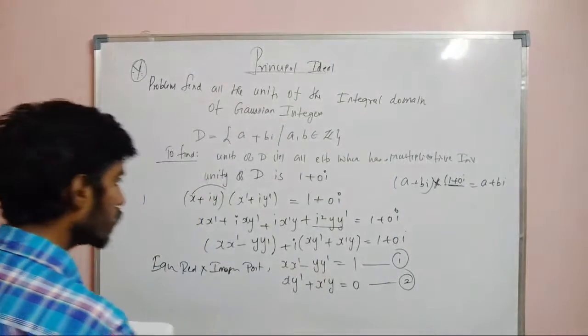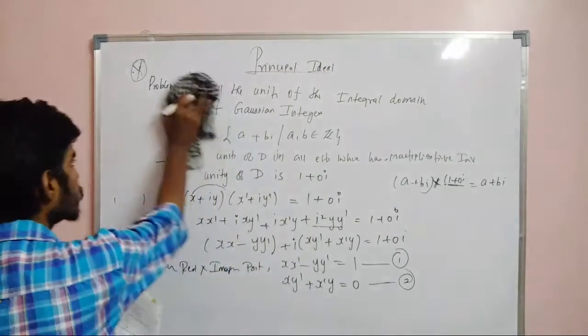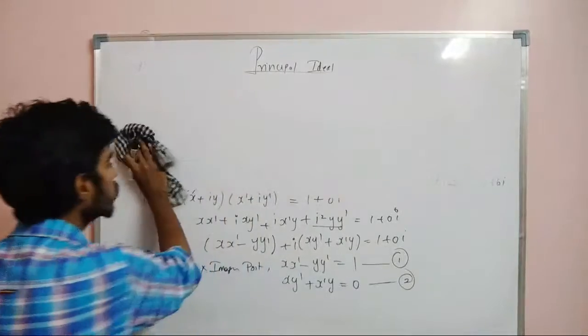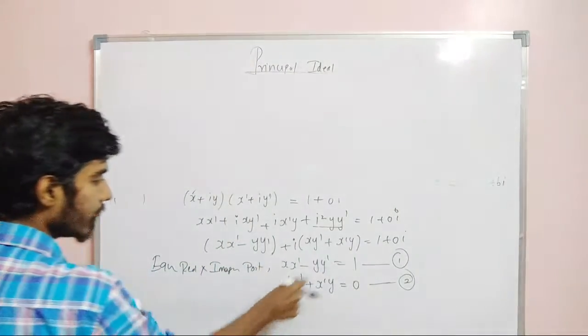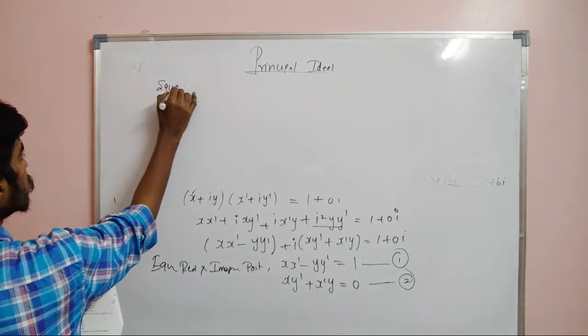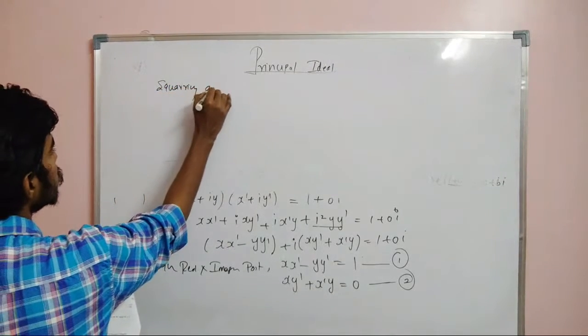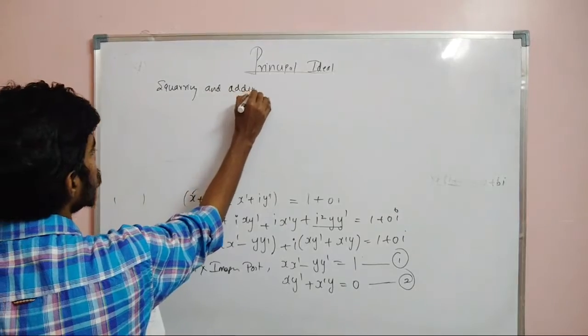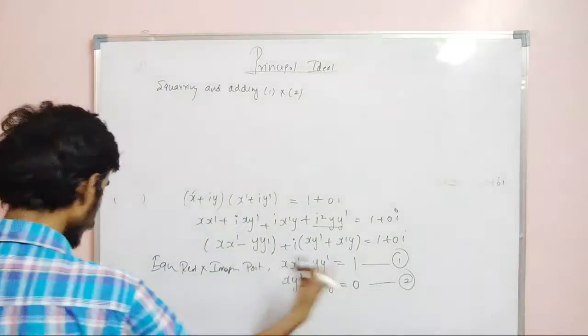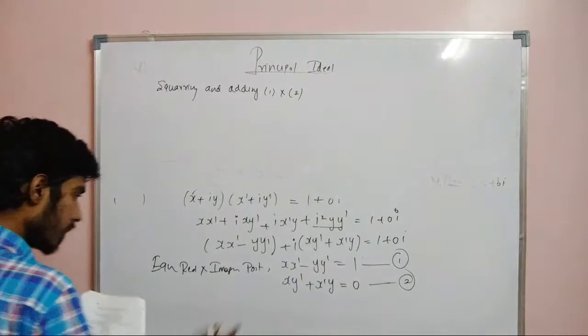Now we need to solve for x and y. You can also use the elimination method to find the value of x and y, but I'll do some other method. What I'm going to do is square and add 1 and 2. So you just square it and add it. So what will you have?